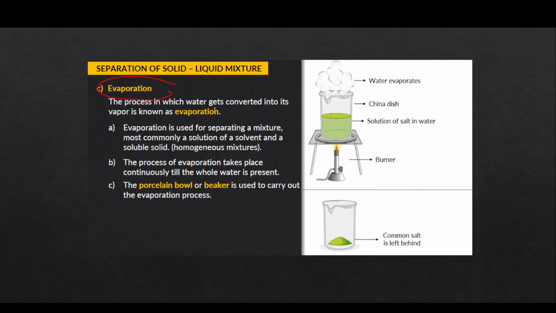Then the next method is evaporation. The process in which water converts into its vapor is called evaporation. So basically a liquid converts into gaseous form. Evaporation is used for separating what? For separating a solution of a solvent and a soluble solid. So it is used for homogeneous mixtures. For example, salt and water make a homogeneous mixture. Salt completely mixes into the water, right?